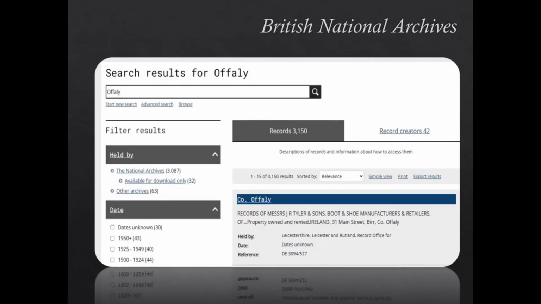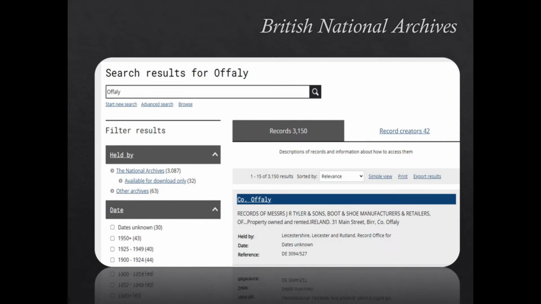Naturally, and given the history of the country, a search of the British National Archives at Kew is worthwhile. A search here on their website will reveal over 3,150 records relating to County Offaly, 3,000 of which are located at Kew, while others are dotted throughout Britain and Ireland.